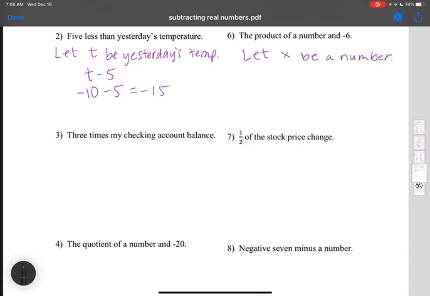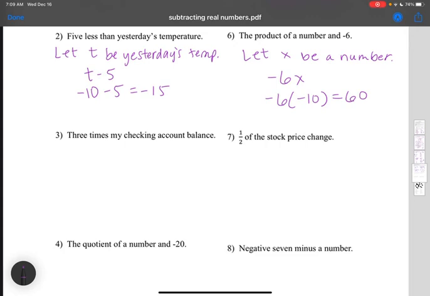The product means multiply, so the product of the number and negative 6. You could write this a lot of different ways. The easiest way is probably negative 6x. But if you wrote an x and then a dot negative 6, that's the exact same thing, okay? And then we plug in negative 10. So negative 6 times negative 10 we would end up with a positive 60, because a negative times a negative is a positive 60.